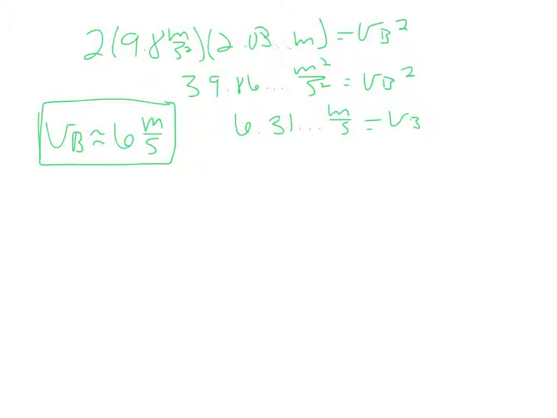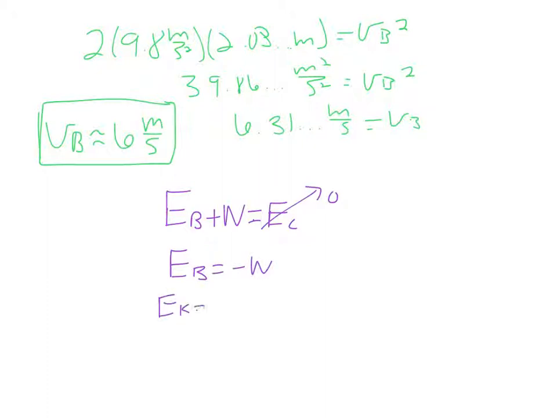So going back to the bar charts, we're looking between B and C. So the energy at B plus some kind of work gives us the energy at C. And because there is no mechanical energy at C, so there's no elastic potential, gravitational potential, or kinetic, it's all dissipated energy, my energy at C is equal to 0. So the energy at B is equal to negative work. Kinetic energy at B equals negative work, 1/2 m v_B squared equals negative F d cosine phi.